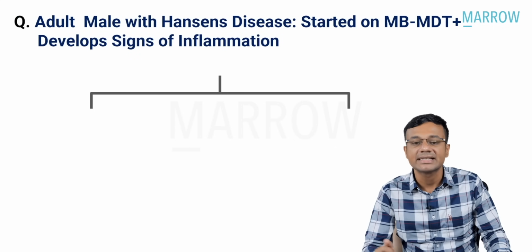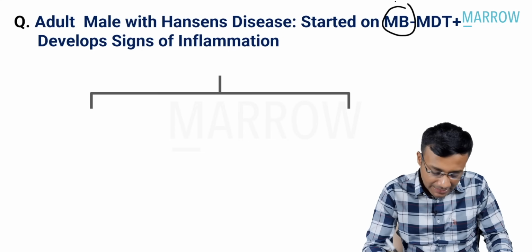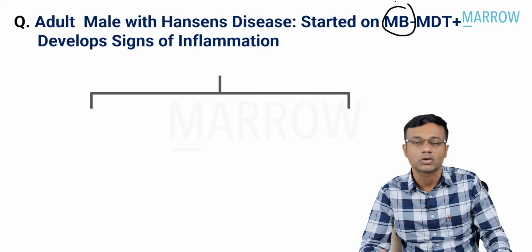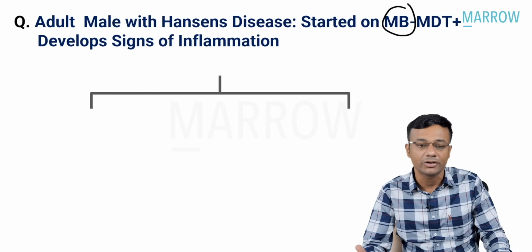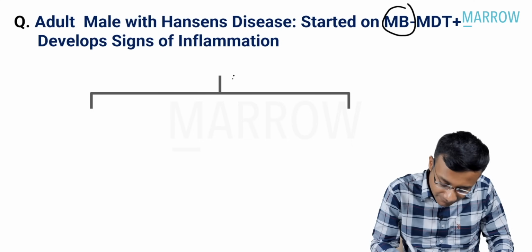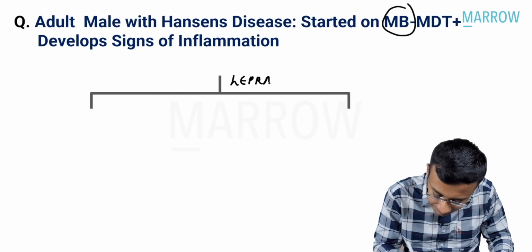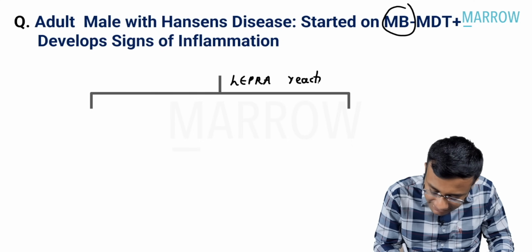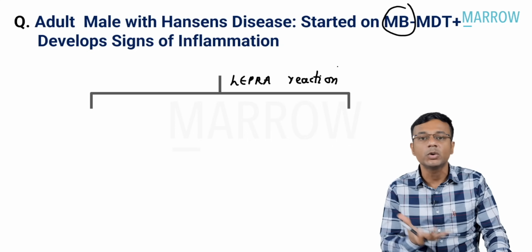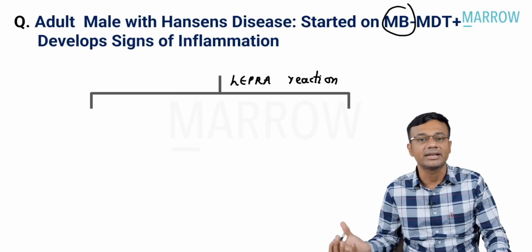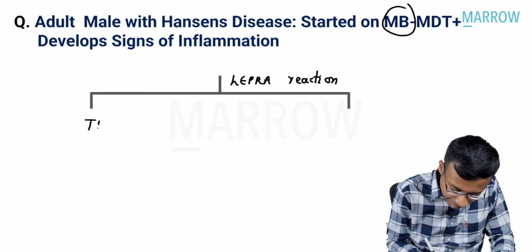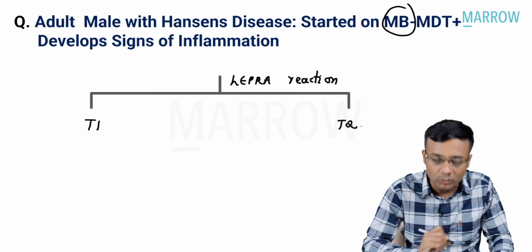An adult male with Hansen's is started on MBMDT and then he develops signs of inflammation. So multibacillary multidrug therapy is going on. When you develop signs of inflammation, we are thinking about lepra reaction, which is immunologically mediated episodes of acute inflammation, which happens during this chronic disease called leprosy. We have type 1 lepra reaction and type 2 lepra reaction.